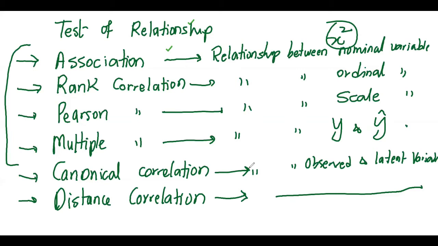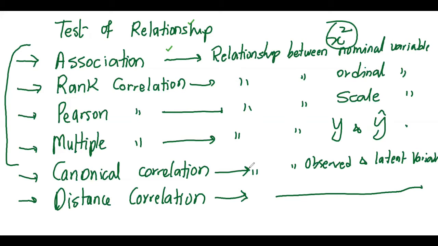Vinodji is asking what a latent variable is. A latent variable is a variable which we cannot measure directly, but we can measure with the help of some statements. Like quality cannot be measured directly, but it can be measured with the help of statements like responsiveness and empathy. That is called a latent variable, or a factor, or a construct.